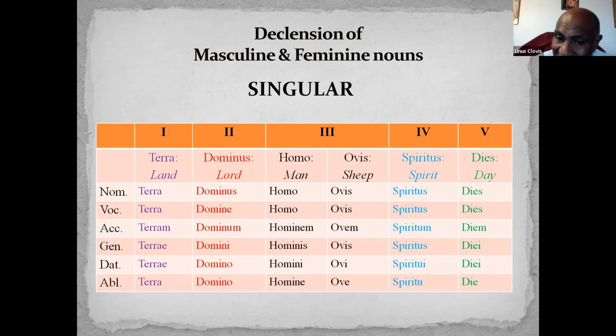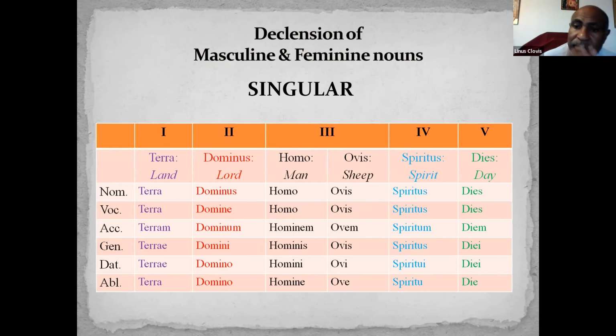So homin is going to be the stem, and then we have homini and homine. Okay, dative and ablative. Notice the alphabetical order again. And then for the ovis, for the feminine, the sheep, we have ovis, ovis, ovem, and then ovis, the genitive, and then ovi, ove.